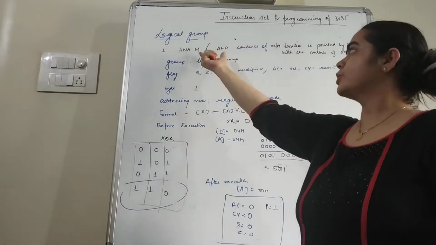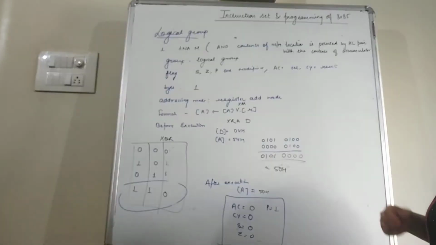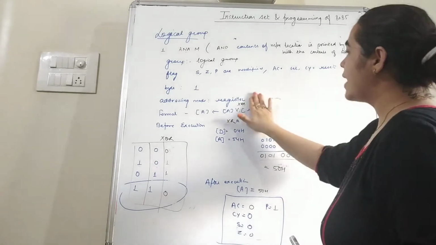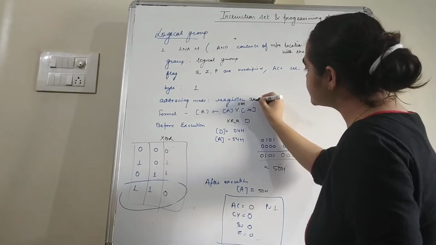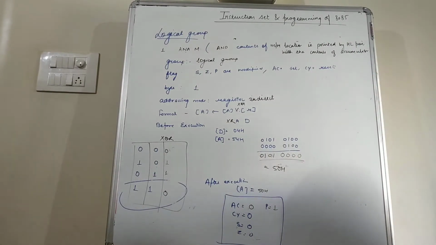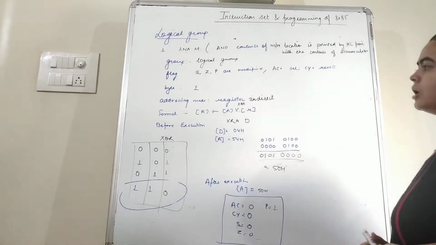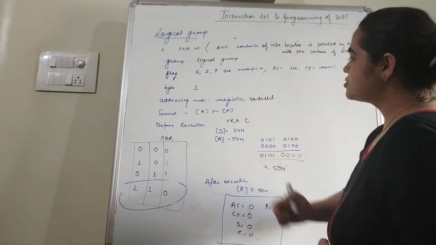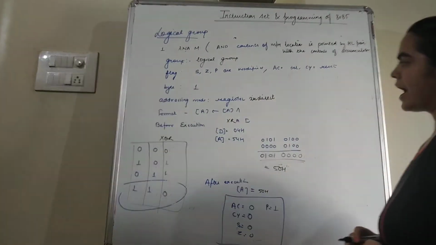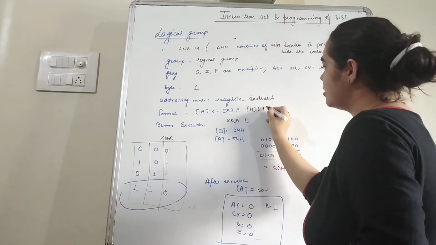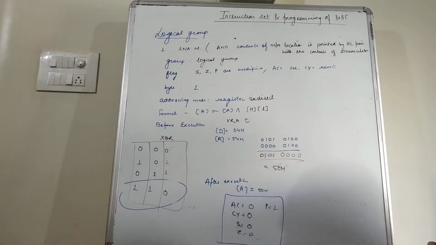Again 1 byte, because M is the memory location. Next is the address mode. Here the address mode is register indirect, because indirectly we can get the value that is pointed by the HL pair. And the format for this instruction is the contents of the accumulator will be ANDed with the contents that is pointed by the HL pair. So this is the format of this instruction.